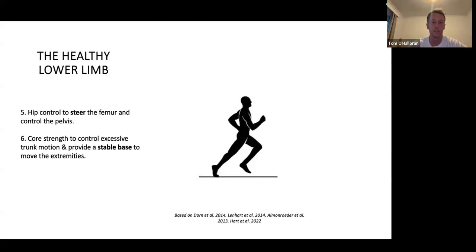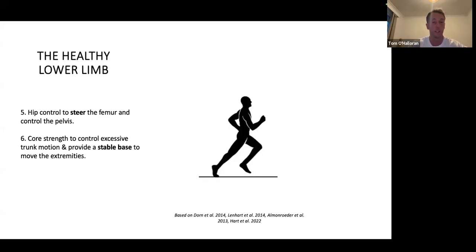We need some hip control to steer the femur. So to be able to get out of that shock absorption, hip internal rotation position and externally rotate for the second half of stance, we need some control of that, some ability to steer the lower limb and to control or rotate the pelvis if we're looking at a rotation sport.